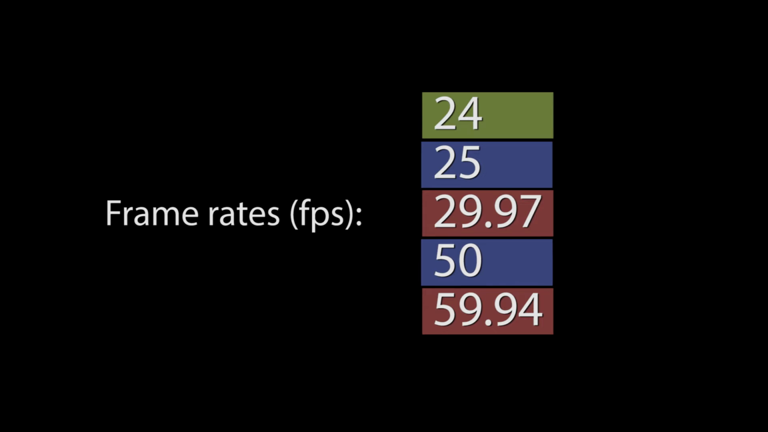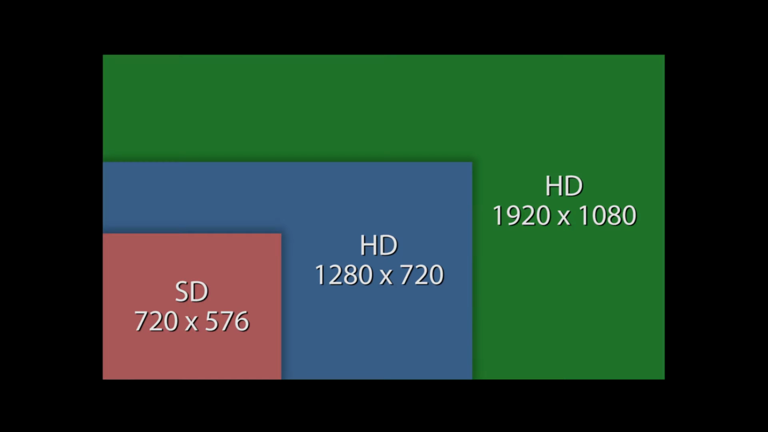In Europe, we have 25 and 50. In North America and Japan, you have almost 30 and almost 60. And in film, the cinema theater, you have 24. And then you have resolution, how many pixels vertically and how many pixels horizontally.